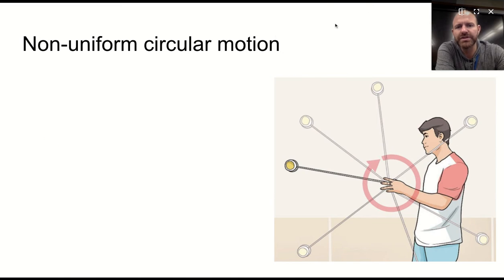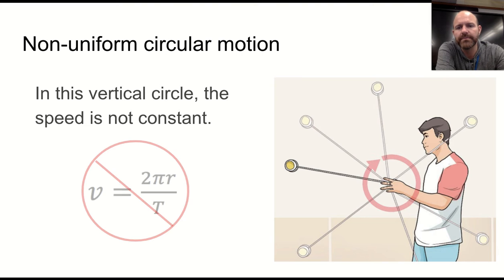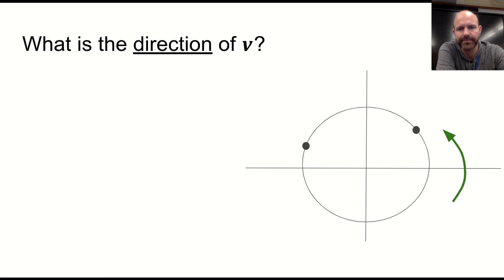Now, a lot of circular motion is actually not uniform, and we can still use what we learned from uniform circular motion to help us with it. But if you were spinning a yo-yo in a vertical circle, it would slow down as it goes to the top and speed up as it goes to the bottom. More on that later. That's usually more easily talked about with energy conservation. But speed is not constant, so we can't use this relationship. We will, however, talk about it in terms of forces in a little bit.